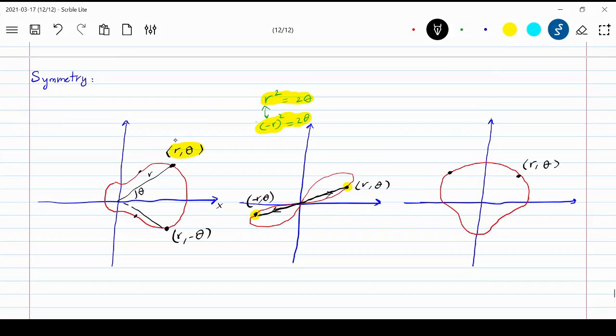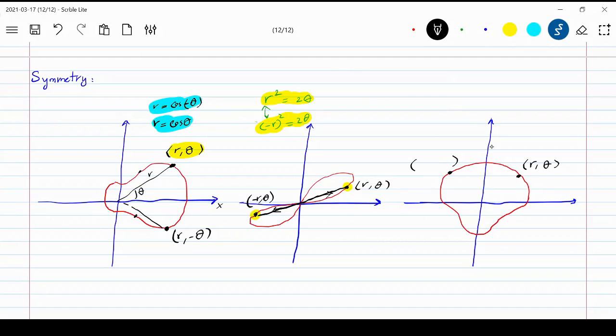In this case, you would have something like r equals theta squared, or cosine theta, because cosine of theta and cosine of negative theta are the same. So these two satisfy the same equation, and I have a graph symmetric about the polar axis. Again, these two are the same: cosine theta and cosine negative theta.